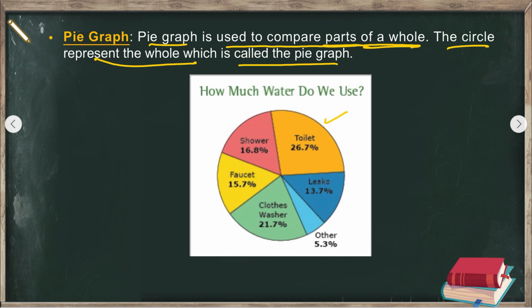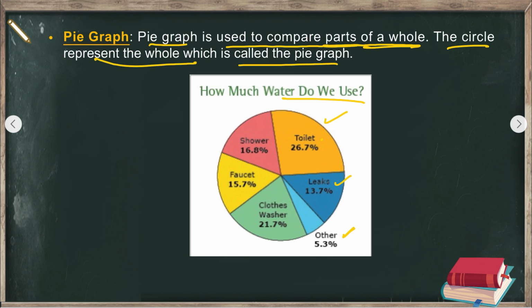It represents how much water we use. For example, in the toilet we use 26.7, in the shower we use 16.8, and so on. There is also leakage of water and some other activities. Collectively this includes the whole amount of water that we use in a day.